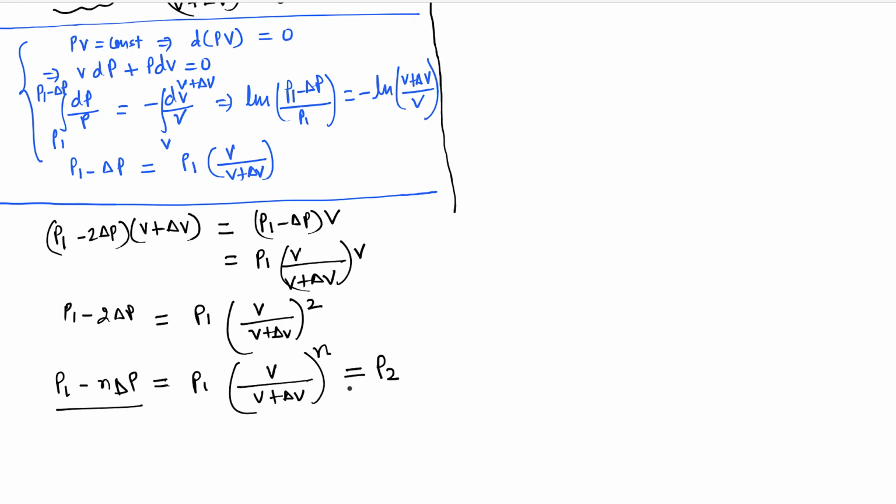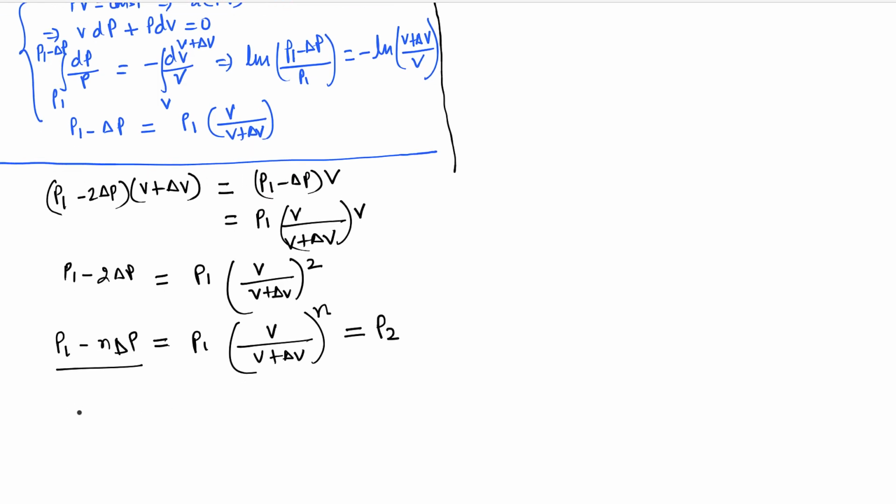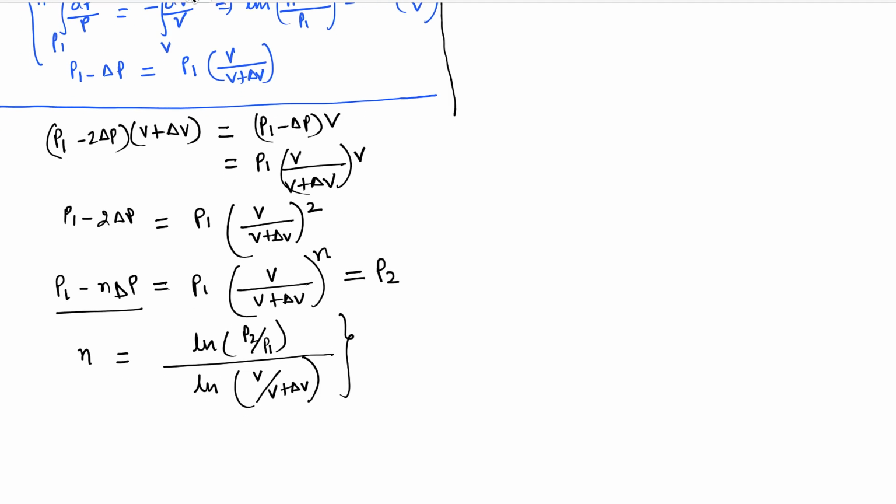Okay, so we figure out that n is ln(P2 by P1) divided by ln(V by (V + delta V)). So that should be the number of strokes to reduce the pressure from P1 to P2. Okay, so let's call this equation A.